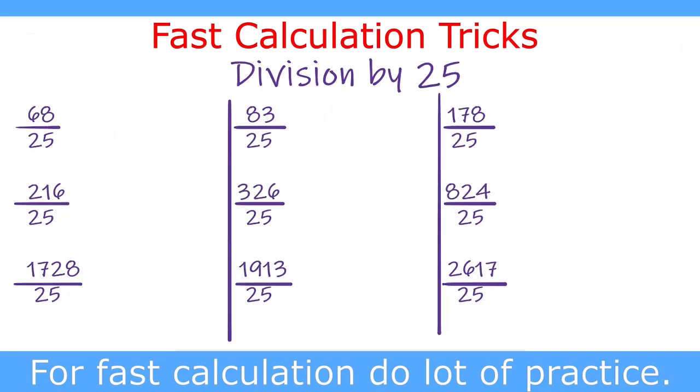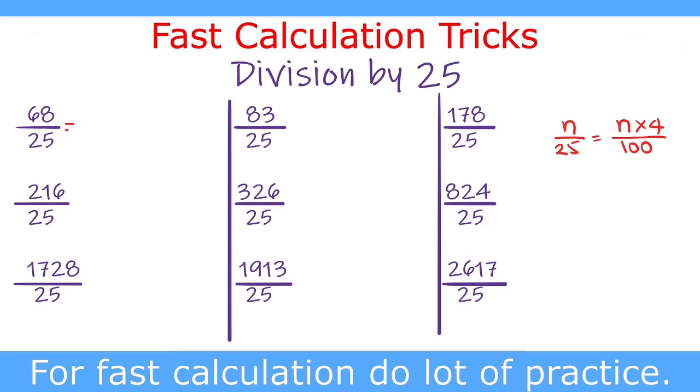Now we learn fast calculation tricks, division by 25. If we have some number n and it has to be divided by 25, then we can write it as n multiplied by 4 divided by 100. It is always easier to divide it by 100 than by 25, as we can put the decimal after two digits from the right when we divide it by 100. And we will learn it by the questions.